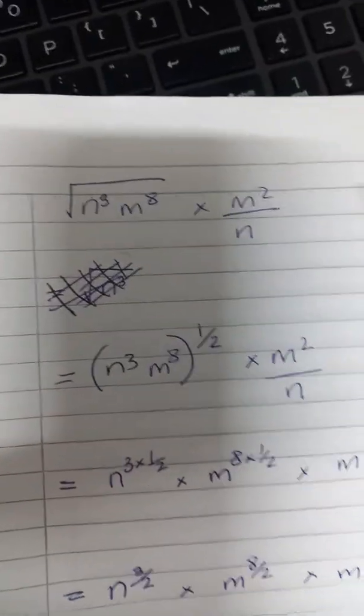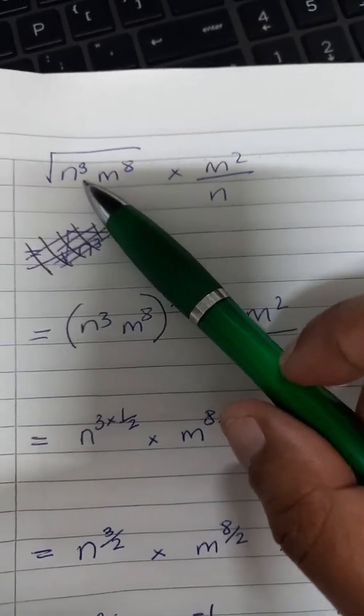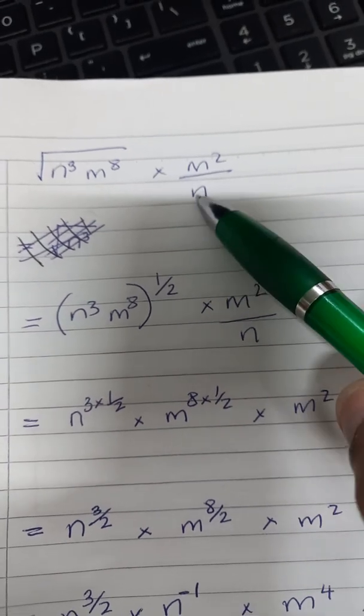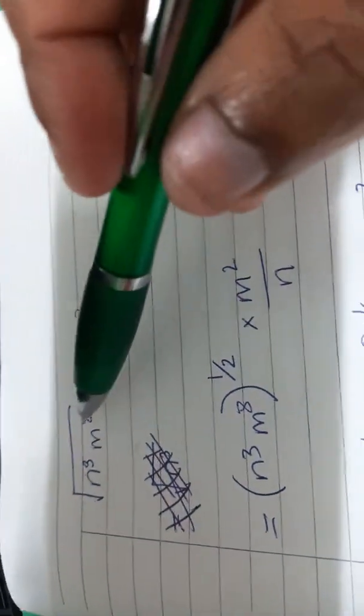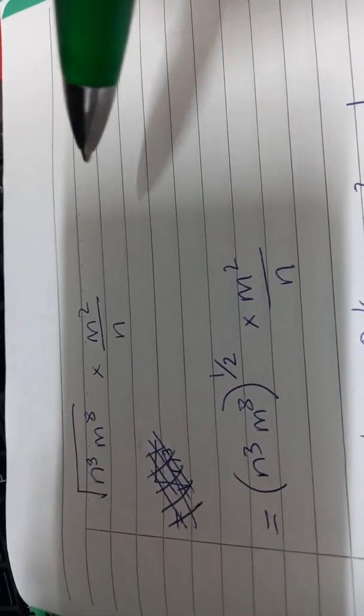Okay, so second question is square root of n cubed m to the power of 8 times m squared over n. Let's start from the top and go down. So first step, in case you did not know, square root is the same as saying to the power of a half.